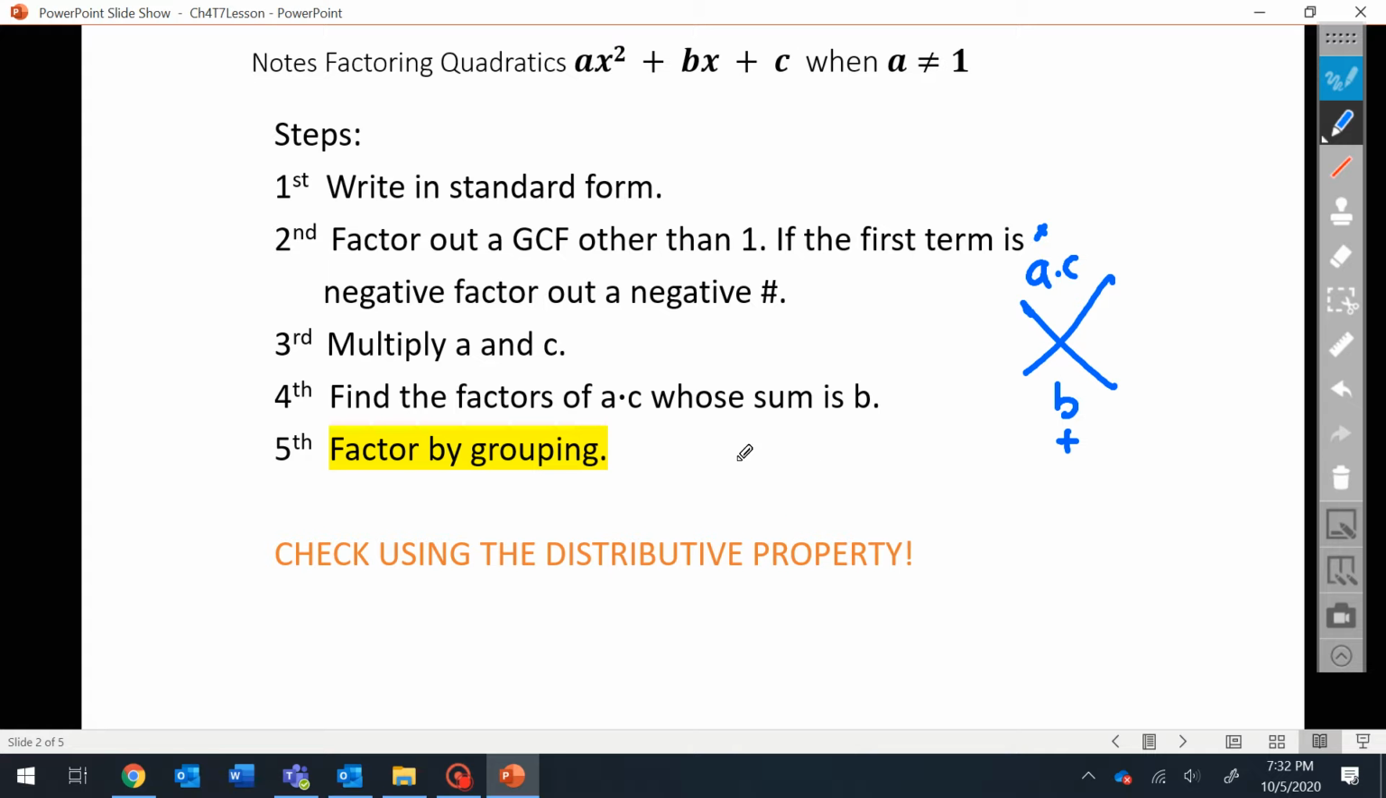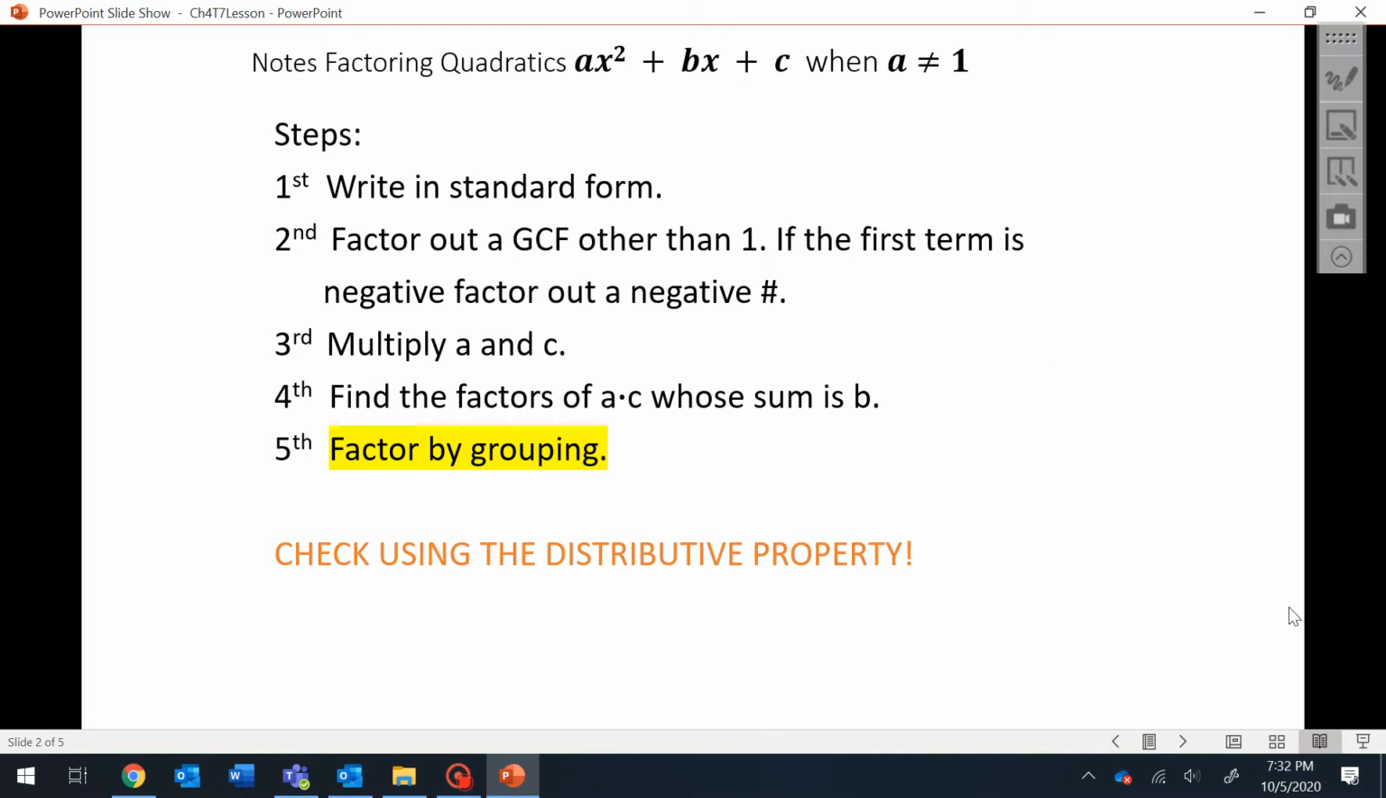However, after this, we are then going to factor by grouping. And factoring by grouping is a little bit different. We're going to look at how that works in just a second. It's not going to give us the factor straight away from doing this, because we are going to have to factor by grouping after we're done there.